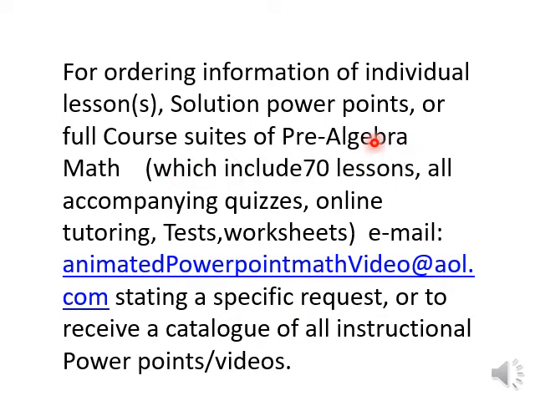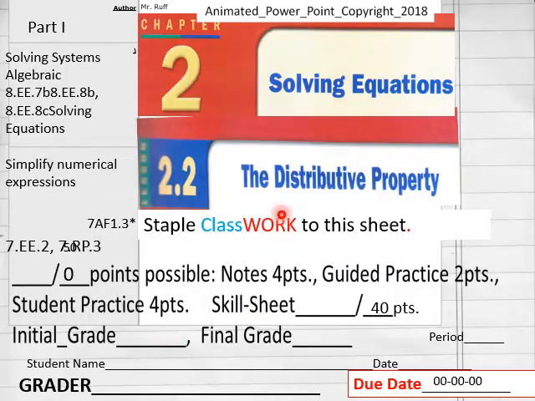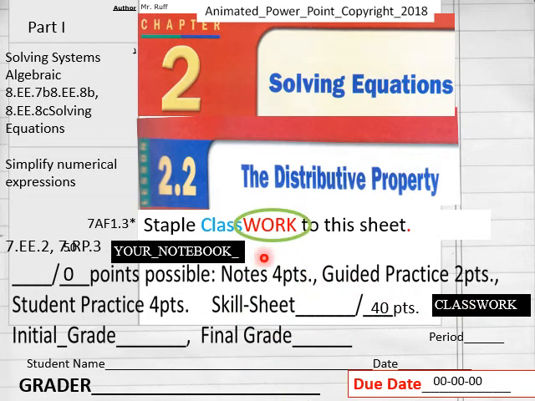Hello everybody, get ready to do lesson 2.2 of pre-algebra math, part 1. 2.2, the distributive property. We have a 40-point skill sheet today for classwork. No points for notebook taking today. Here are our standards and our objectives.